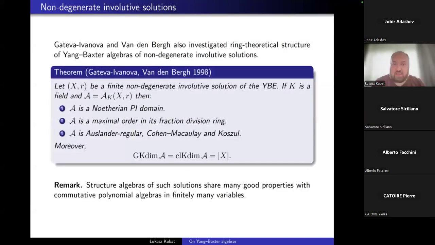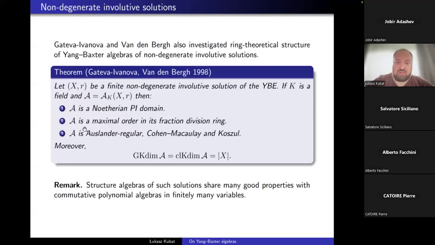So Gateva-Ivanova and Van den Bergh also showed some ring theoretical properties for algebras related to monoids of I-type, or as I said before, this is equivalent to saying something about Yang-Baxter algebras of involutive non-degenerate solutions. And they prove that such algebras are always two-sided Noetherian. They are always domains, and they are always PI, so they satisfy non-trivial polynomial identities.